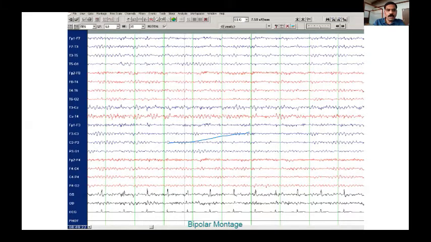Then we have the notch filter. This is a special filter that sharply cuts off the activity at 60 Hertz. Most of the current that flows through plugs in our EEG rooms is at 60 Hertz. So if you put a filter at 60 Hertz, we can remove all these electrical artifacts.